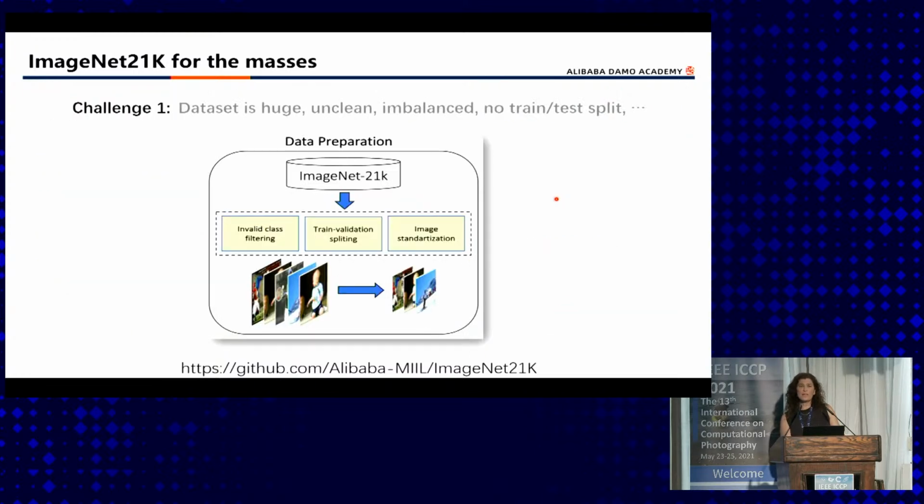We took the dataset and processed it, which meant cleaning invalid classes, defining a train, test, and validation set that were not defined and made it difficult to benchmark. We standardized the image size, etc. So now the dataset is available on ImageNet and you can download it.